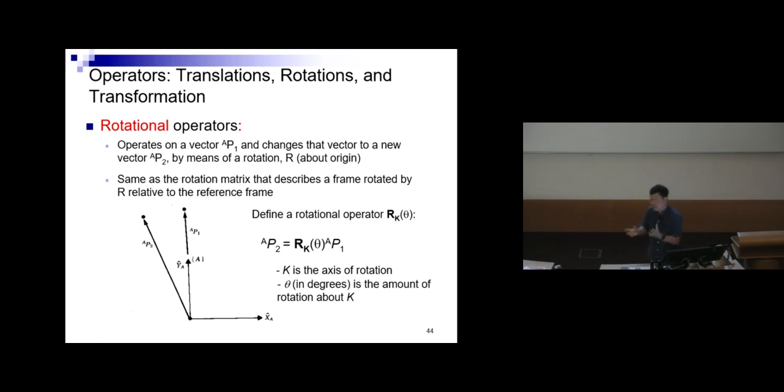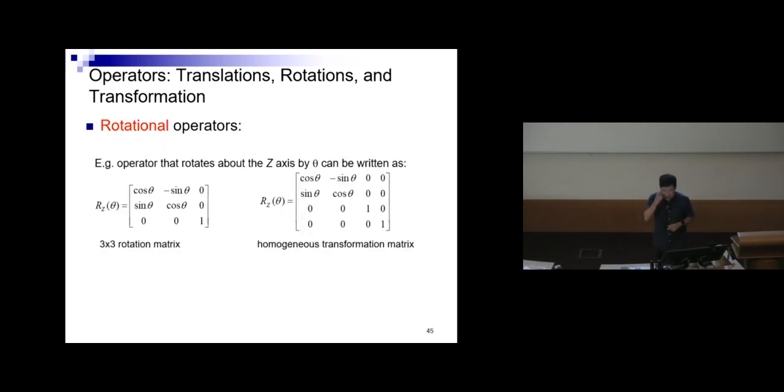If you look at the operator itself, you only rotate along one principal axis, one at a time. You don't have K equal to XYZ in one go. K is either equal to X, Y, or Z. So the operator that rotates about the Z axis by theta can be written in this form. Rz theta equals cosine theta, minus sine theta, cosine theta, and so on. You can go back and derive this. It's actually quite simple.